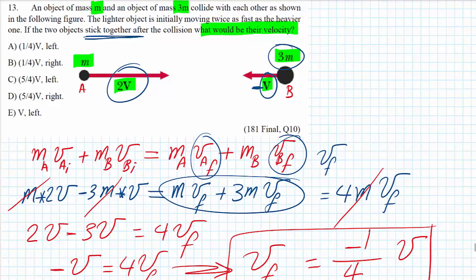So let's see, he says here, what would be their velocity? Negative here means the system will move to the left. The system will move to the left. So it's 1 over 4 to the left. It's not 1 over 4 to the right. It's not 5 over 4. It's not v. So I will choose the first one, 1 over 4v to the left.